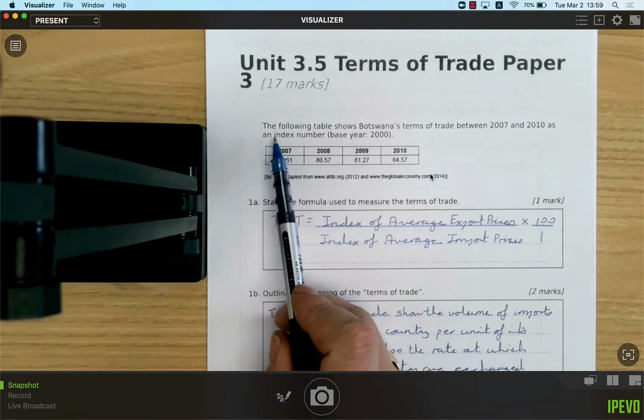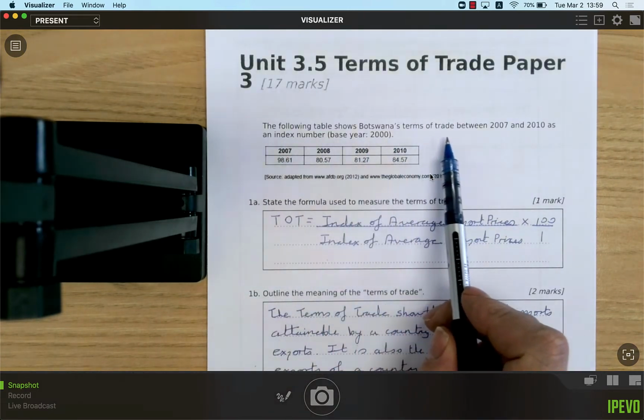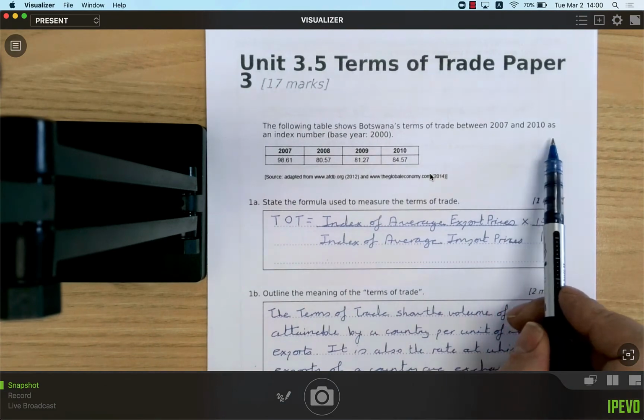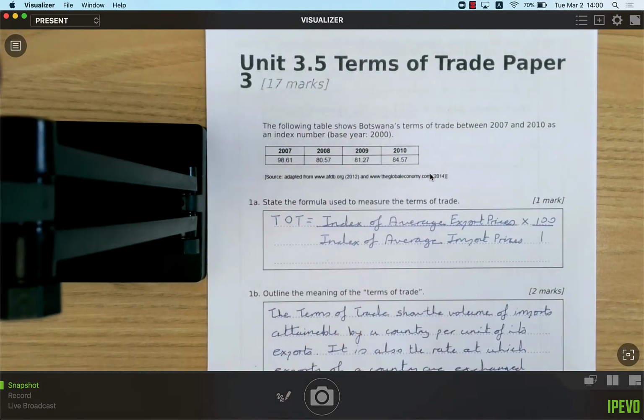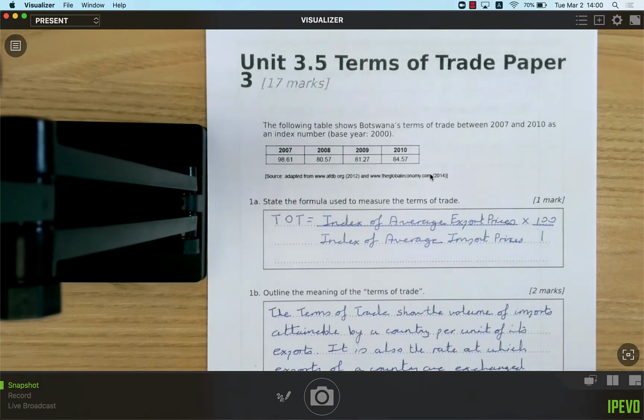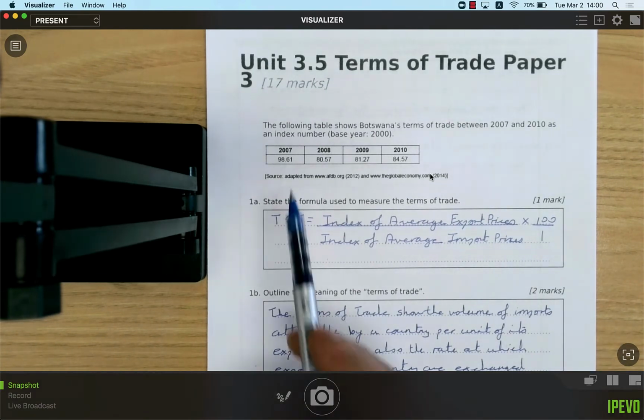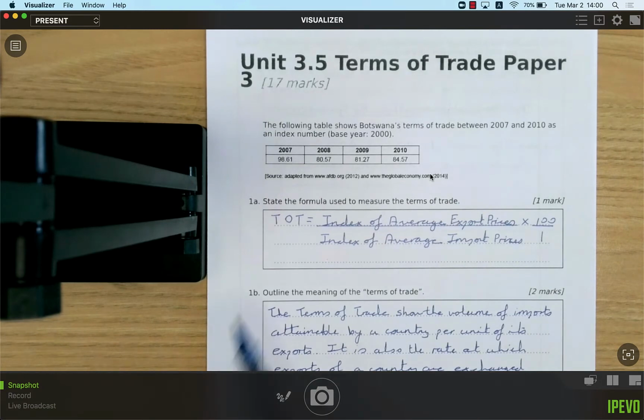The following table shows Botswana's terms of trade between 2007 and 2010 as an index number, and the base year is the year 2000. So it's all compared to the year 2000, okay? So we've got 2007 to 2010 there. The first question is, state the formula used to measure the terms of trade.